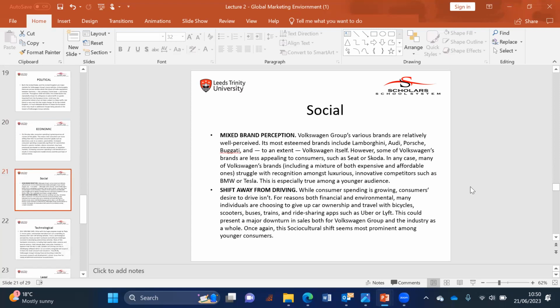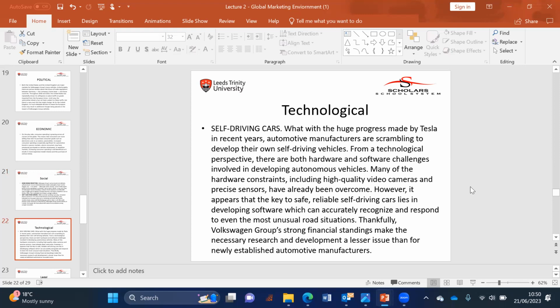Social, so they're saying there's a mixed brand perception for Volkswagen's group. Volkswagen has Audi, Porsche, Lamborghini, Bugatti, all these brands under it, but it also has brands like Seat. So they're saying that all these brands have a different brand image in the minds of the customer. Volkswagen is struggling a bit with recognition when it comes to the luxury market, and it's struggling to compete with BMW and Tesla. And technological, they're saying now there's a shift towards technological developments where there's self-driving cars.